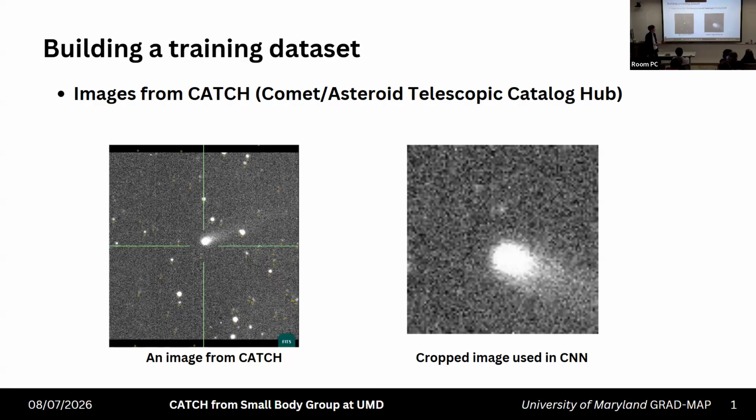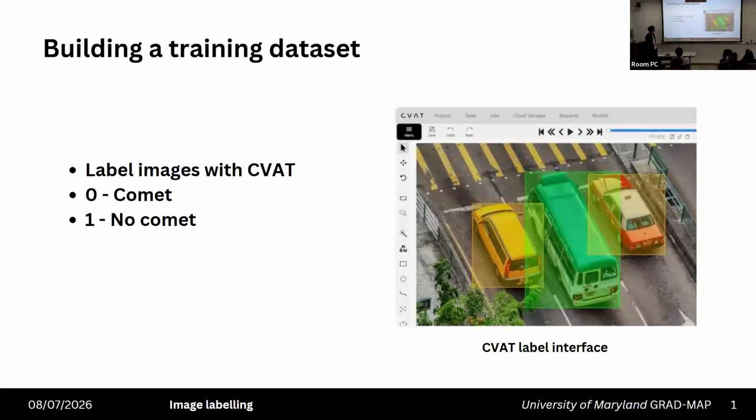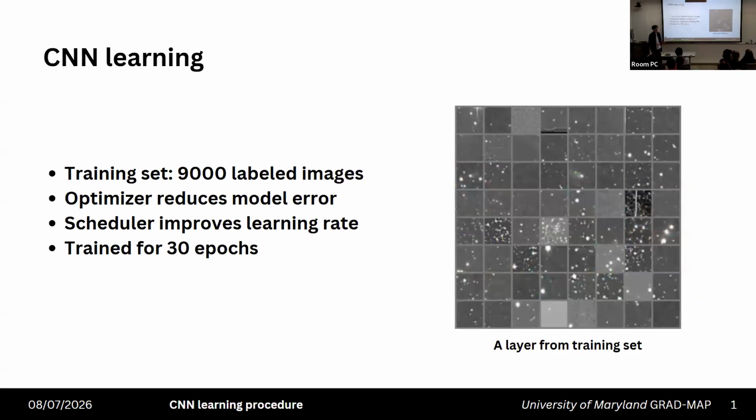But before fitting those images to the CNN, next up, we need to label them. So this is the CVET label interface. We use CVET, which is a tool to label images. We label them as 0 to represent comet and 1 for not comet. After we have the training data set, we have 9,000 labeled images.